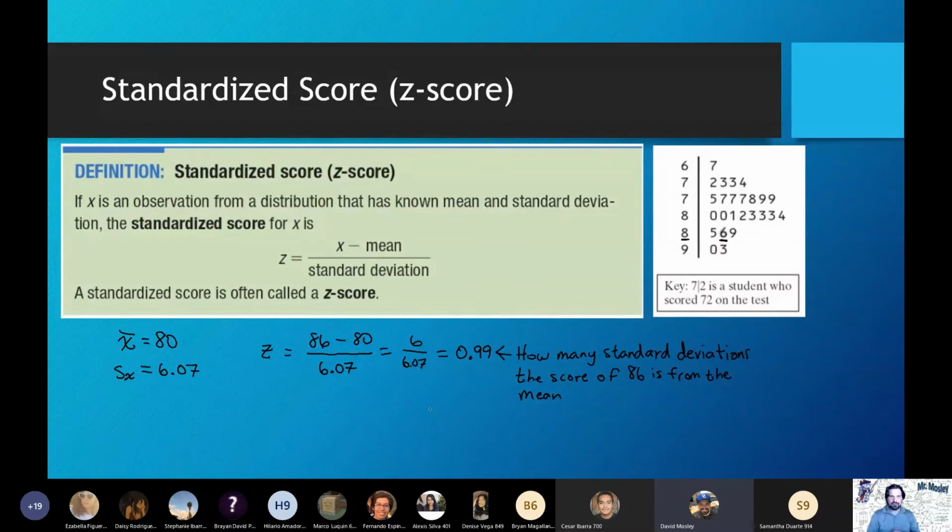What questions do you have? Can you please raise your hand if you need more time to write anything down from this slide?